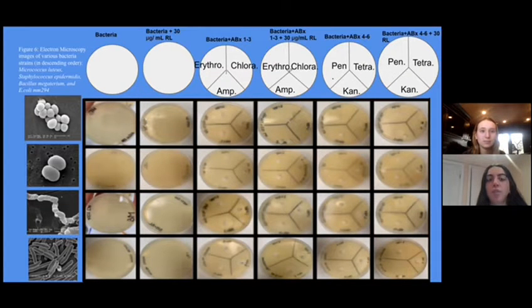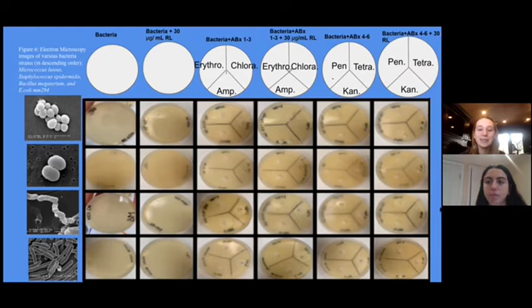The first column is plates with just bacteria. The second column, bacteria with rhamnolipids. The third column, bacteria with only antibiotics: erythromycin, chloramphenicol, and ampicillin. And the next column is bacteria and antibiotics mixed with rhamnolipids. The second to last column shows the last 3 antibiotics, penicillin, tetracycline, and kanamycin. And the last column shows the last 3 antibiotics mixed with rhamnolipids against the specific bacteria. The bacteria presented in each row is indicated by the electron microscopy picture to the left of the row.